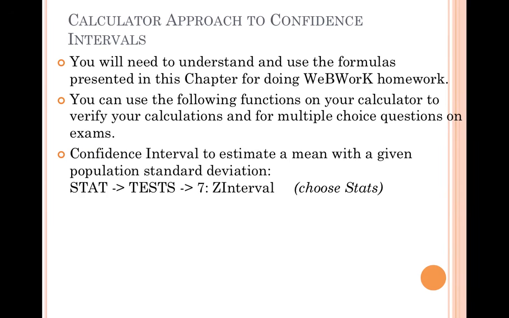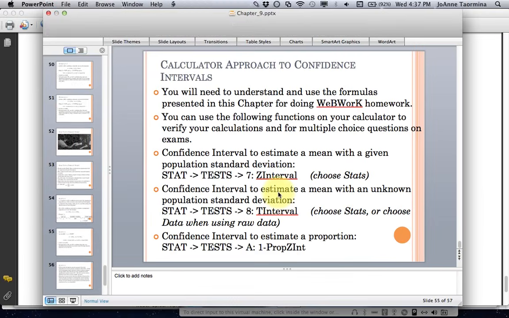So if you want to run a test that will help you come up with a confidence interval when you are given the population standard deviation and you are trying to estimate the population proportion, you go to your calculator, stat test number 7, Z interval, and you choose stats. Now, let me demonstrate this to you.